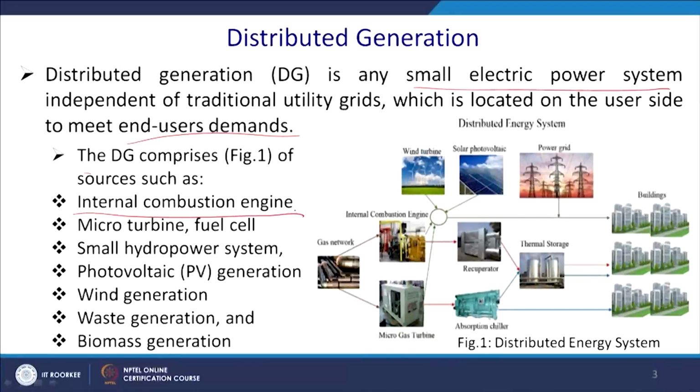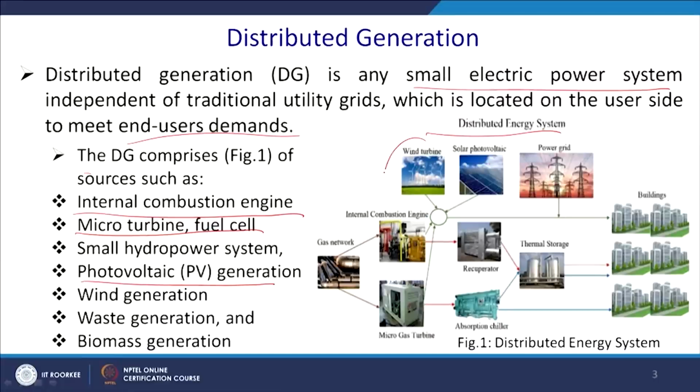You may have an internal combustion engine as a diesel generator as a backup. We are gradually phasing out this entity, considering that it increases the carbon footprint. Then micro turbines and fuel cells, small hydropower systems, small or micro solar photovoltaic generation, wind generation, waste generation and biomass generation. And this is the distributed energy system.